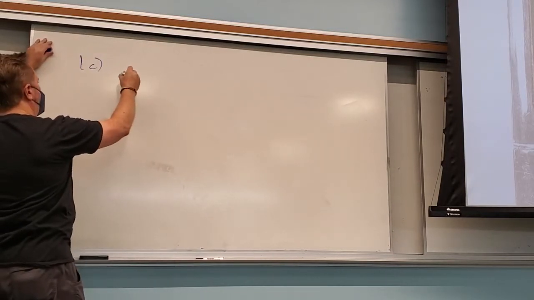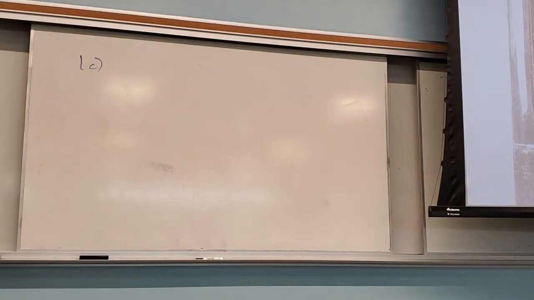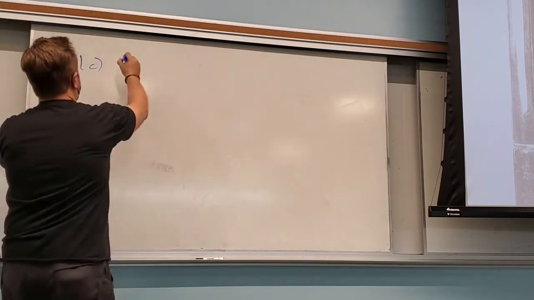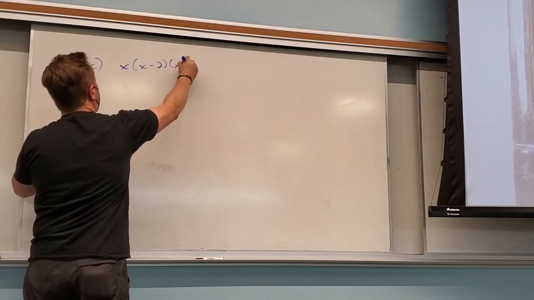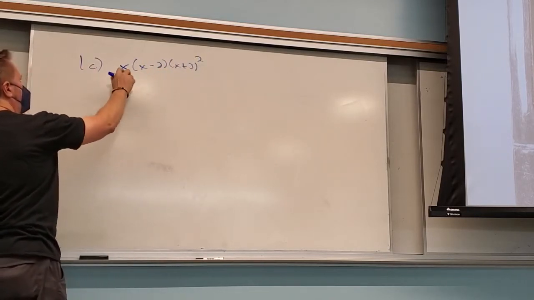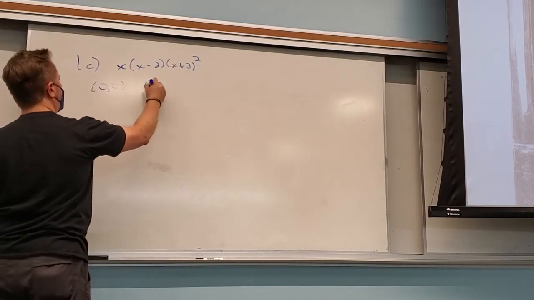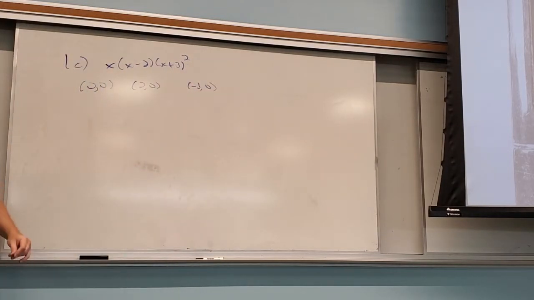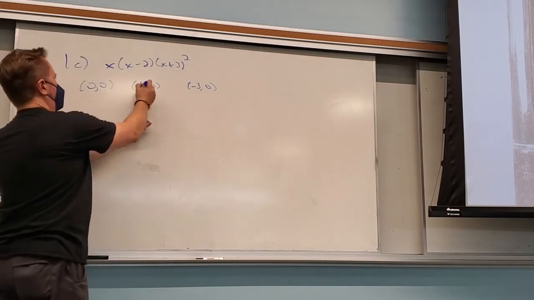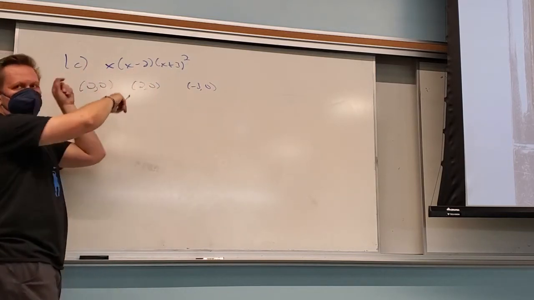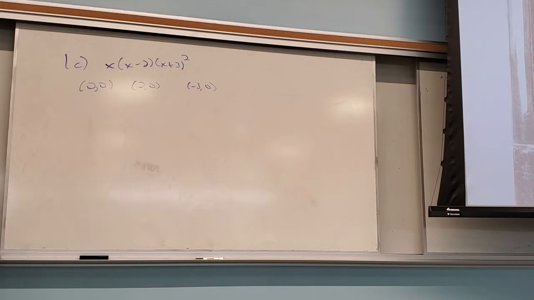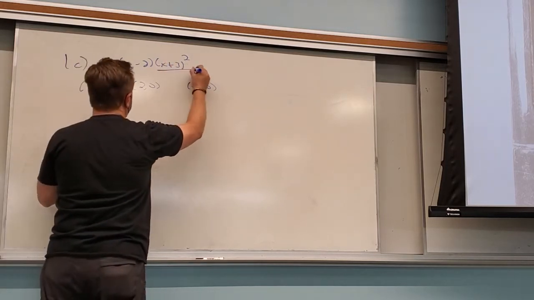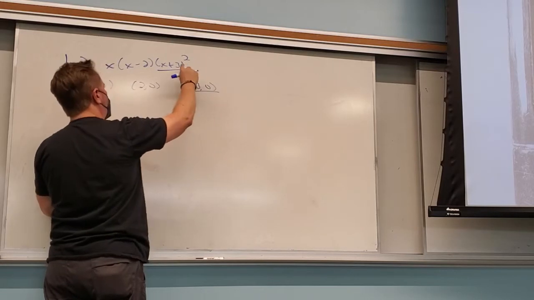So we found, what was it? x minus 2, x plus 3 squared. Right? So we found 0, 0, 2, 0, negative 3, 0 for the roots. What's the multiplicity for these from where they came from? So they came from these two. What's the multiplicity of this one? This has multiplicity 2.